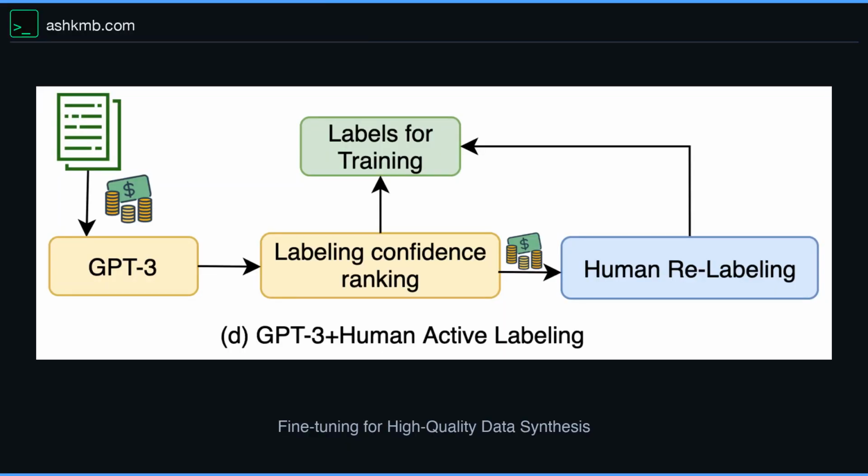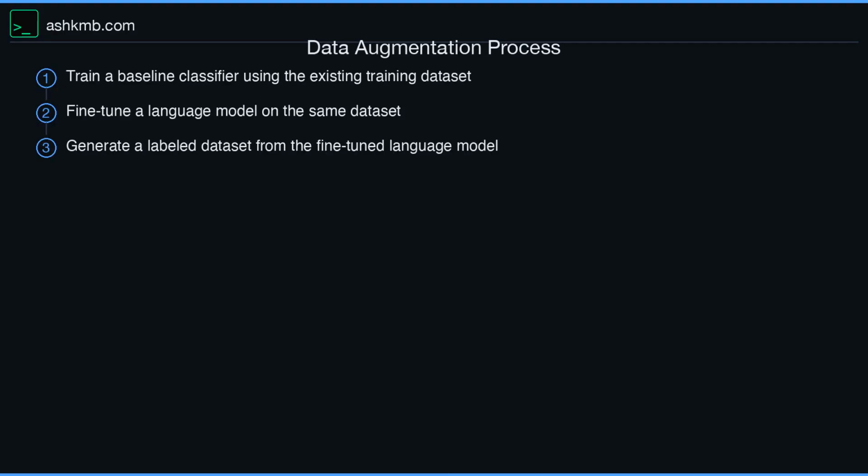Fine-tuning language models can yield high-quality synthetic training samples. The Lambda methodology trains classifiers alongside generative models to synthesize datasets, showing improvements in the low-cost regime. The process of language model-based data augmentation involves training a baseline classifier using the existing training dataset, fine-tuning a language model on the same dataset, and generating a labeled dataset from the fine-tuned language model.